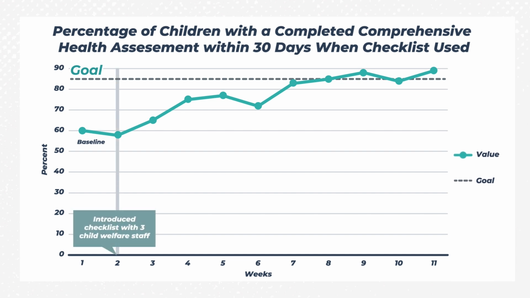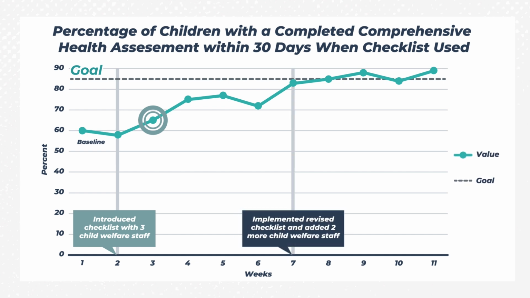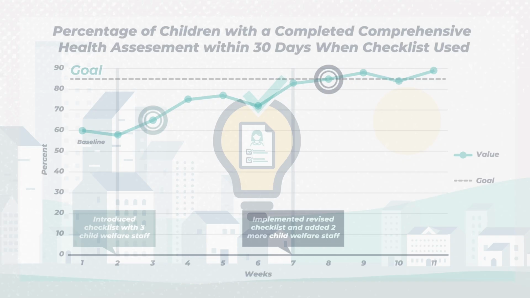From the local child welfare office's baseline of 60% timely completion of the comprehensive health assessment, the first test using the checklist demonstrated improvement. Improvement continued as PDSAs were carried out and the checklist process was revised and expanded to other child welfare staff, contributing to meeting the department's goal of 85%.